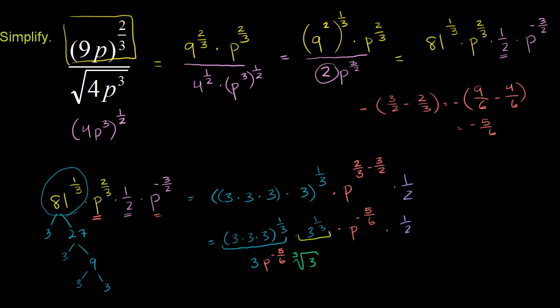Or we could say all of that multiplying times 1/2, or you could just divide it by 2. And we've simplified it about as far as you can go. You could view it as 3/2, which is 1.5, p to the negative 5/6 times the cube root of 3. If you wanted to, you could calculate the cube root of 3, multiply that times 1/2, give you some decimal number, times p to the negative 5/6. And that's about as simplified as this thing can get.